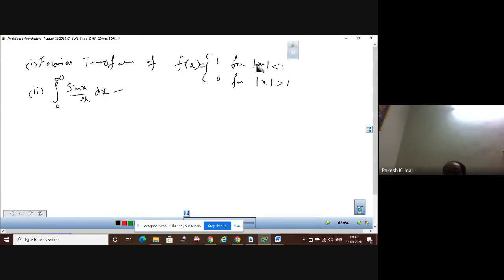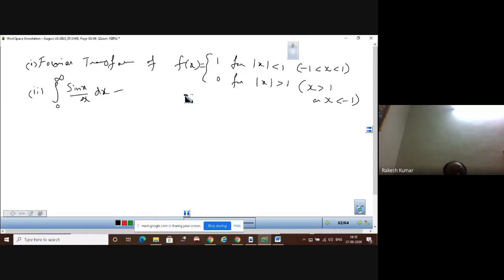Now remember, what is the meaning of x mod less than 1? x mod less than 1 means x lying in the interval -1 to 1, and x mod greater than 1 means x is greater than 1 or x is less than -1. You must remember the meanings of this.